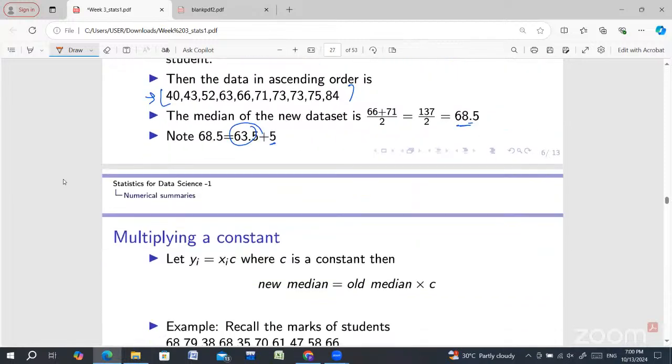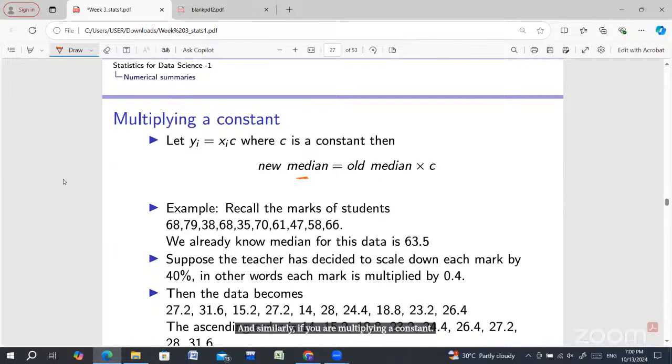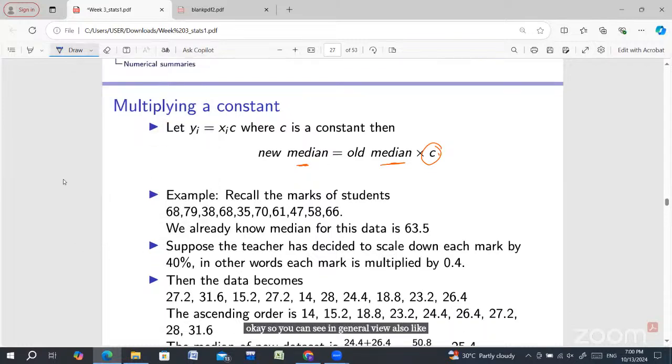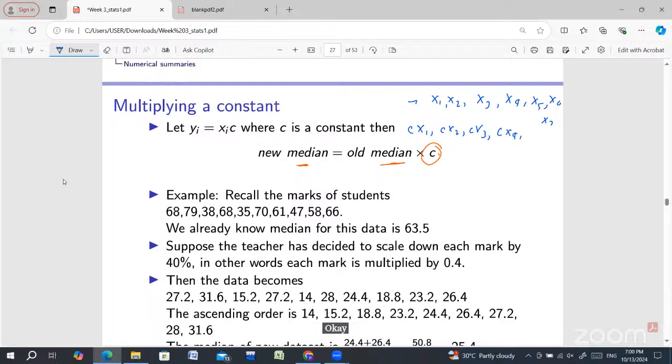And similarly, if we are multiplying by a constant, then the new median will be C, that constant, times the old median. You can see it in a general view also: x1, x2, x3, x4, x5, x6, and x7. This is your data set. Now you are multiplying by a constant to each data point: cx1, cx2, cx3, cx4, cx5, cx6, and cx7.